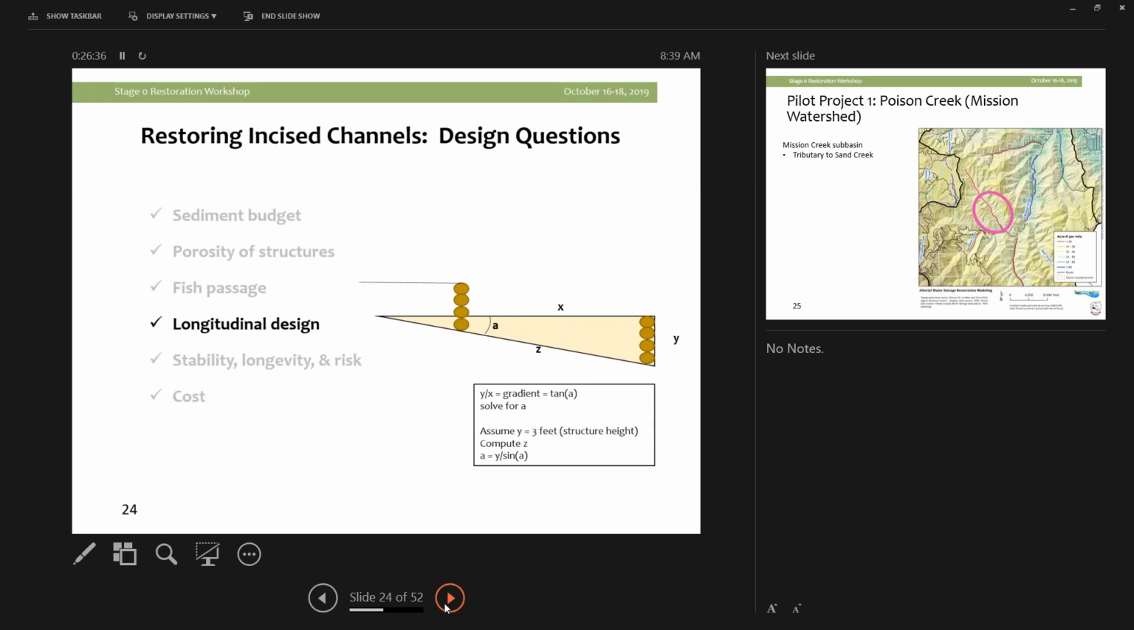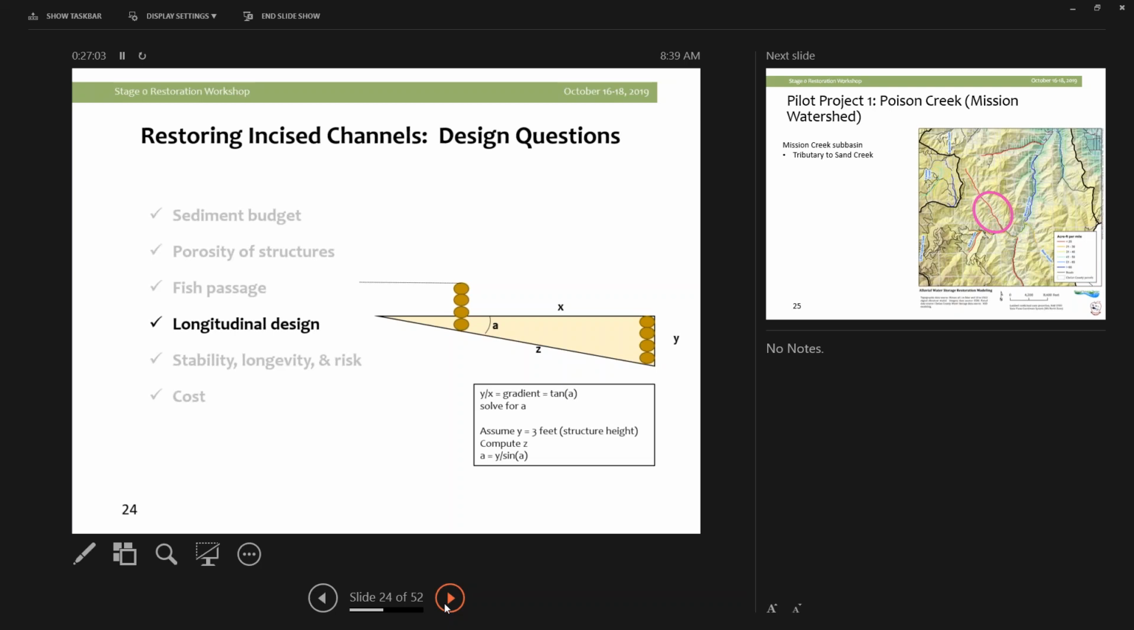And then one other quick example of design thinking is this longitudinal design idea. We're not putting in single structures to have a localized habitat benefit. We're really thinking at the reach scale: can we store sediment and store water? This is something we have learned quite a bit about through our pilot project, but we're now really thinking about how to have a series of structures that help us stair step up the stream.